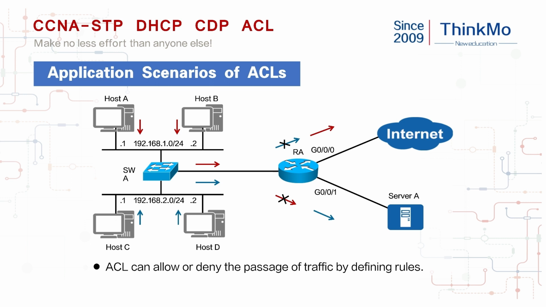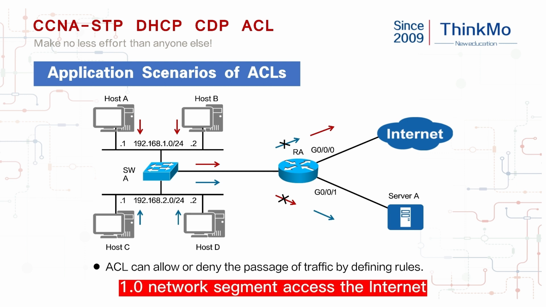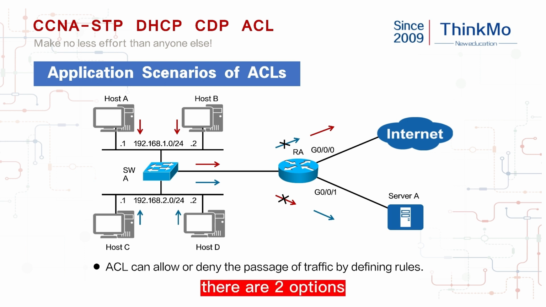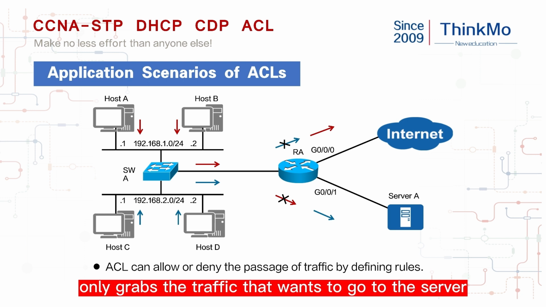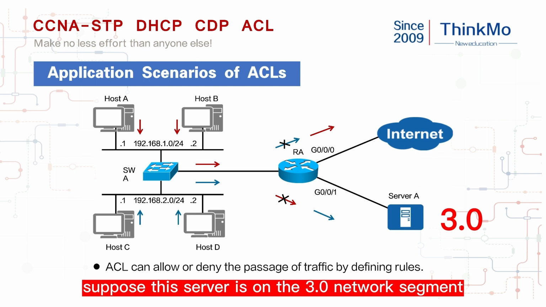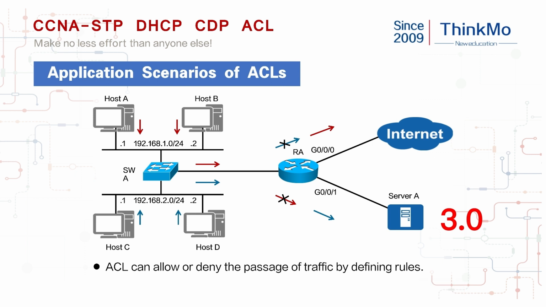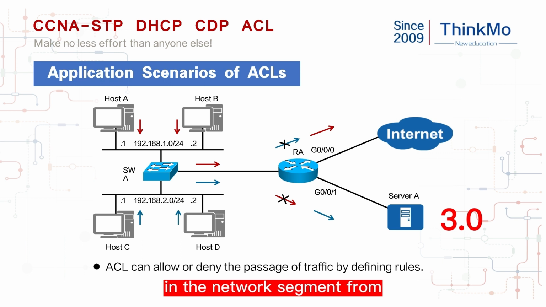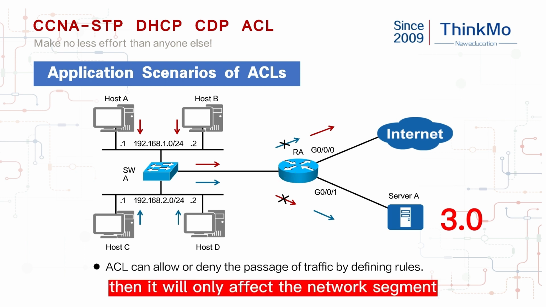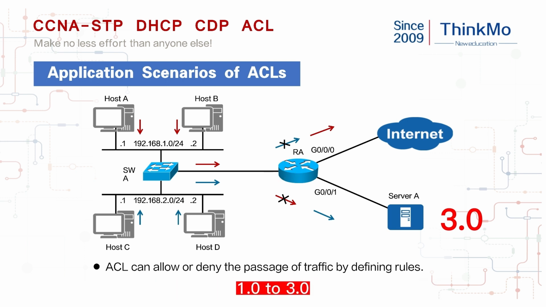For example, now I hope to let this 1.0 network segment access the internet, but not let it access the server. There are two options. The first one only grabs the traffic that wants to go to the server and kills it. Suppose this server is on the 3.0 network segment. What I need to grab is the data from the 1.0 network segment to 3.0, then kill it under this interface. Then it will only affect the 1.0 to 3.0 traffic. It can't access the server.